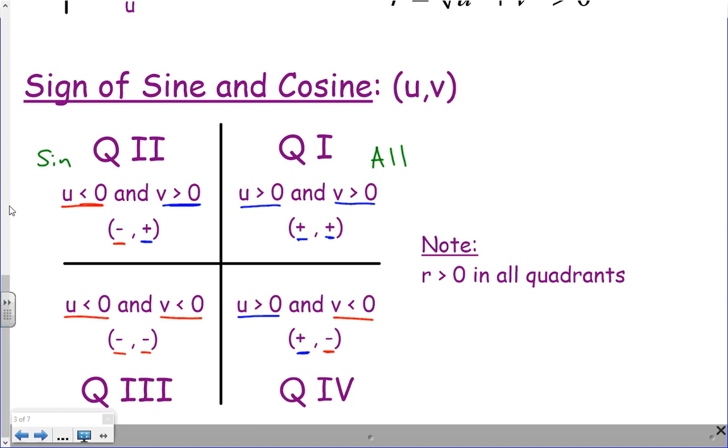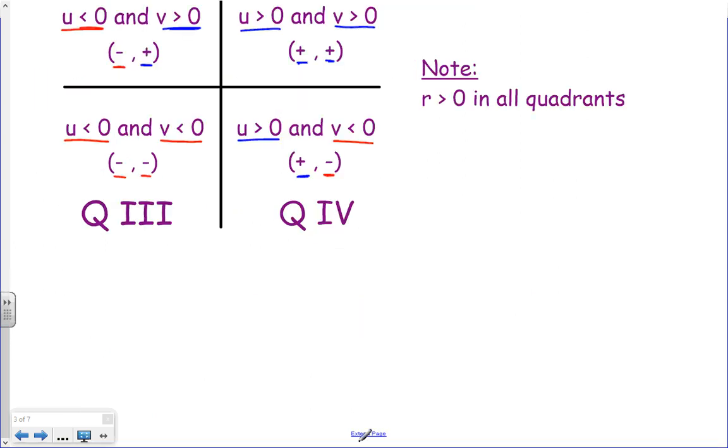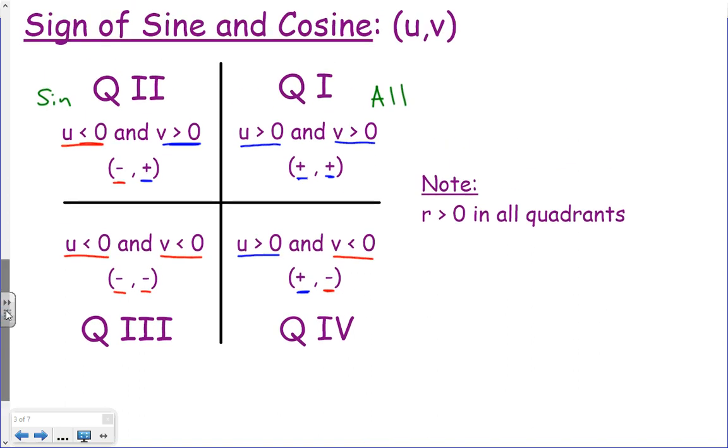It'll turn out that down here in the third quadrant, tangent is the only one that's positive. Let me move that up here so I can write that down. So tangent will be the only one that's positive in the third quadrant. And finally, when I wrap around to the fourth quadrant, because U is positive there but V is negative, it turns out that cosine is the only one that's positive there.